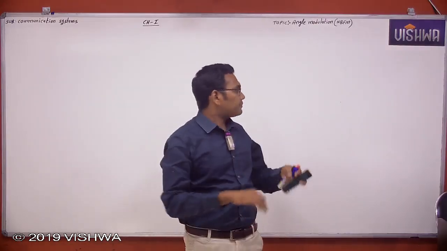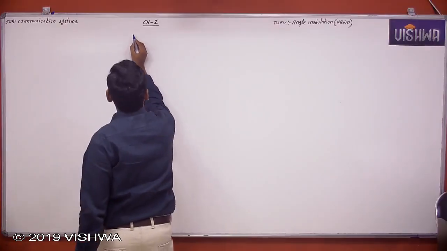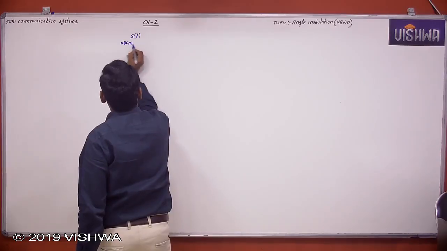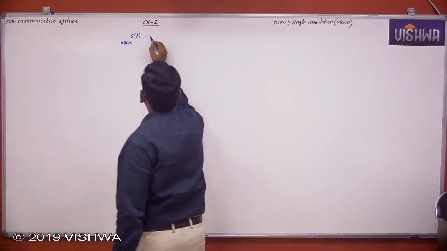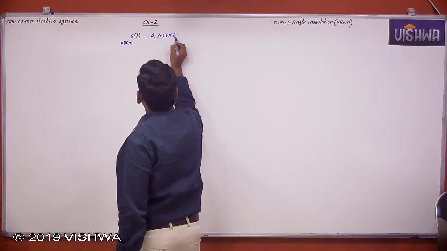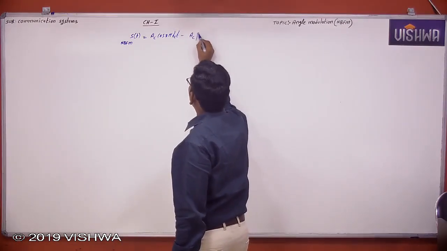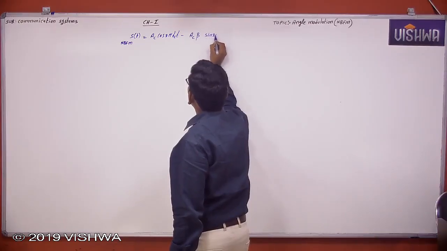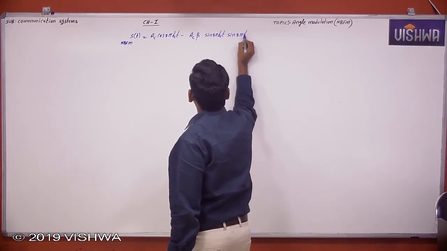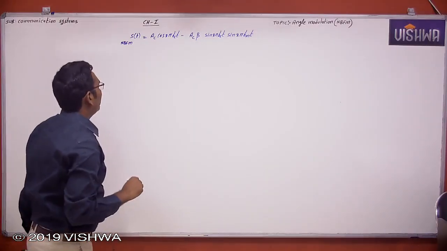Okay, student. Now we'll continue the narrowband FM. What is the narrowband FM wave? Narrowband FM means beta is less than 1. So Ac cos 2 pi fc t minus Ac beta sin 2 pi fc t sin 2 pi fm t. This is the equation we are getting, right? So this is the narrowband FM wave in time domain.